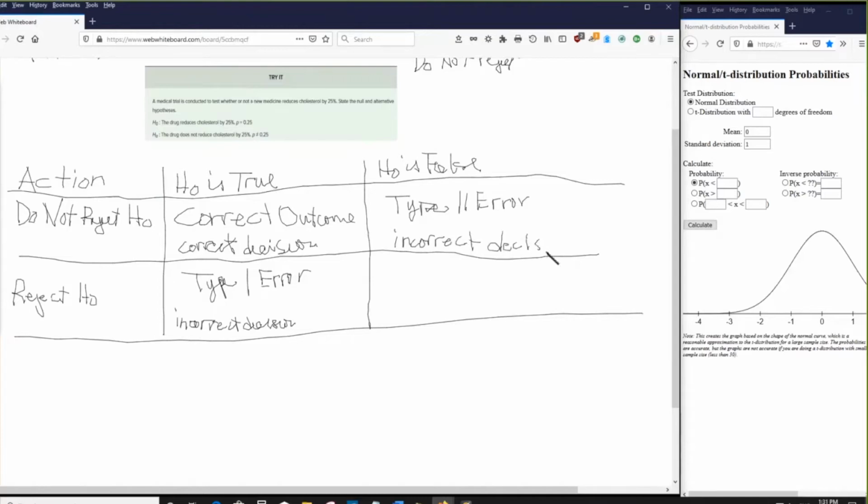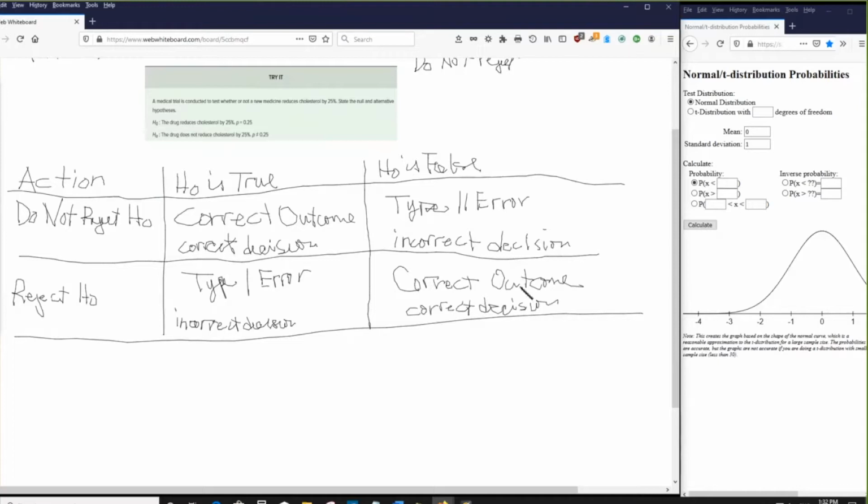If I choose to reject the null hypothesis and the null hypothesis is actually false, then once again I have the correct outcome and I've made the correct decision. Okay, let's look at some examples of that.